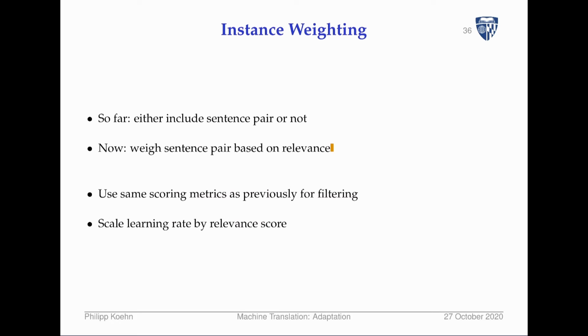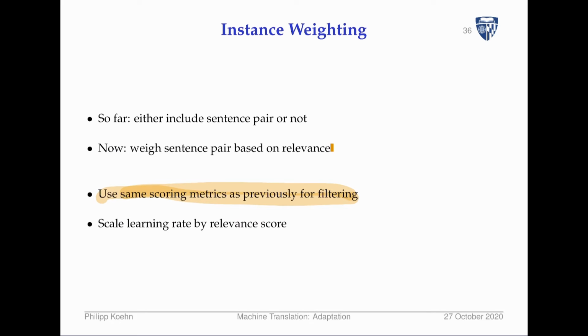Okay, so far the question was pretty much whether we include a sentence pair or not, but now we might also want to consider whether we can weigh sentence pairs based on relevance. So instead of this hard decision of including certain material in our training data or not, we now say, well, we include the sentence pair in our training data, but it's less relevant, so somehow we're going to discount it. We're going to use the same kind of scoring methods that we used previously for filtering, except we're going to include all sentences and just keep the score around.